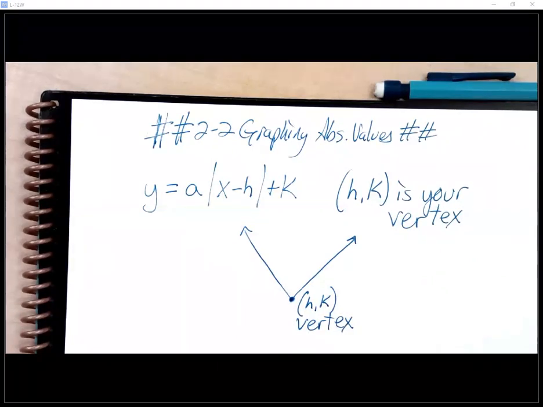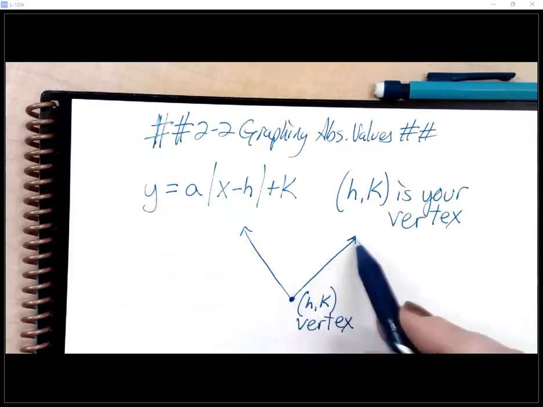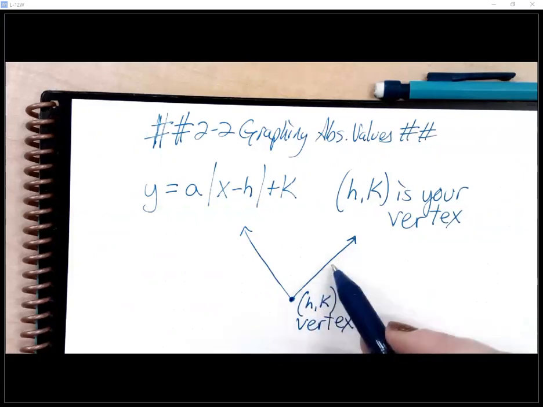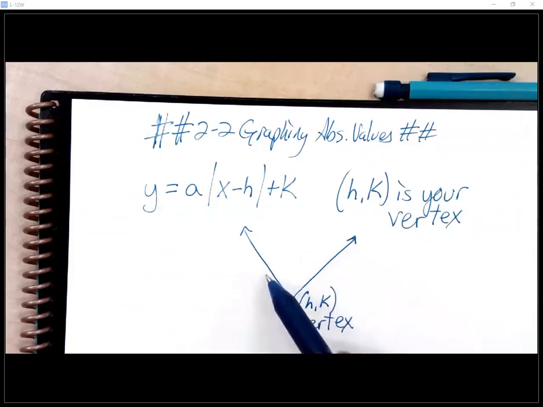All right, that's great. Well, what's the deal with that a out in front? A actually tells you about the slope of the right-hand side, this right-hand branch. All of your absolute values are going to be symmetrical. They're always going to do this. So whatever the slope is of this one, it's the same thing, just the opposite. Okay, we'll talk about that in a moment.